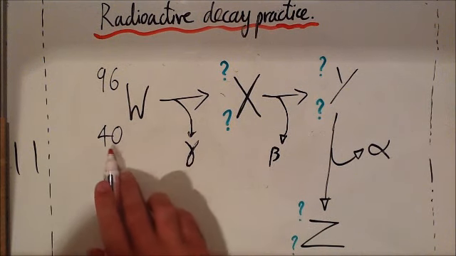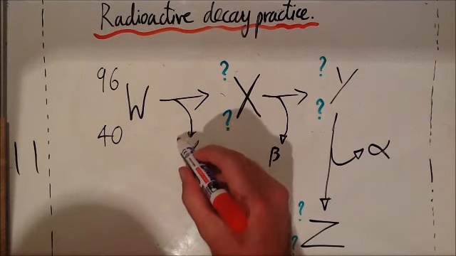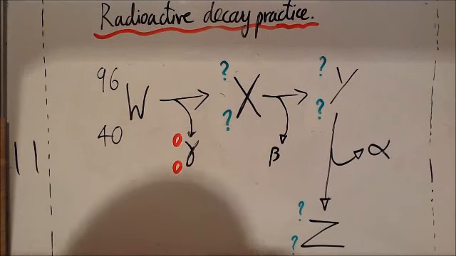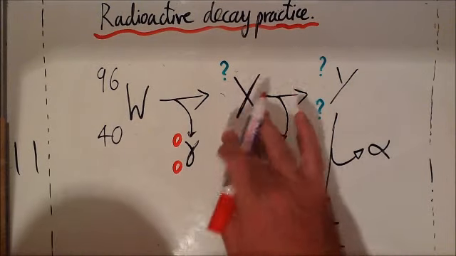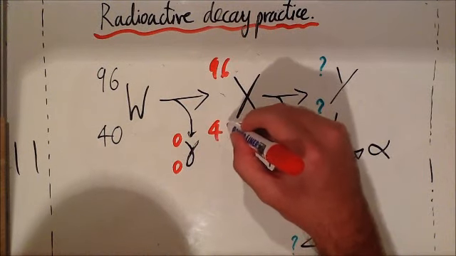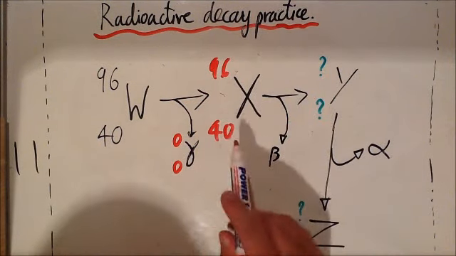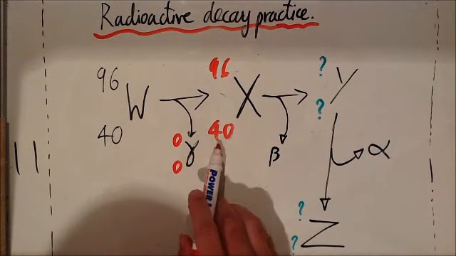So, element W, atomic number 40, mass number 96, emits some gamma radiation. Now, gamma radiation, as we should know by now, is just electromagnetic radiation. It has no mass. So in actual fact, the numbers will remain unchanged. Gamma is a nice easy one. So we've still got the same numbers. So technically this should still be the same element. Okay, it's still got the same number of protons.